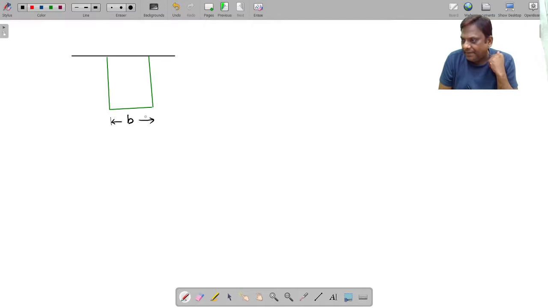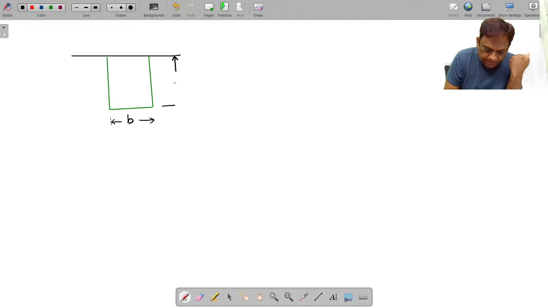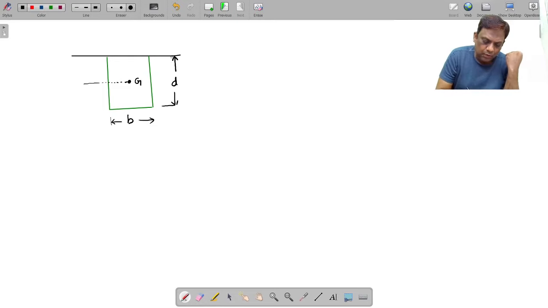Let the width be B, depth be D. Now you know the center of gravity, where will it be? We are taking homogeneous bodies. Where will be the center of gravity? If the depth is D, I will write this as D by 2.